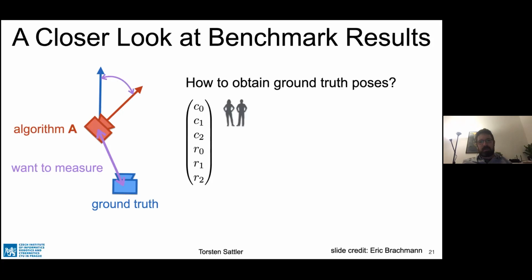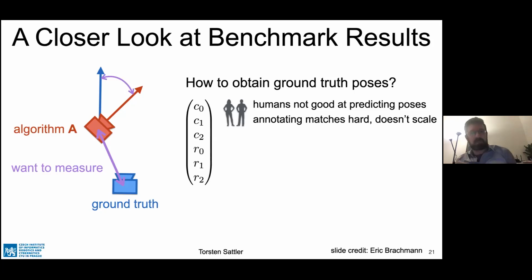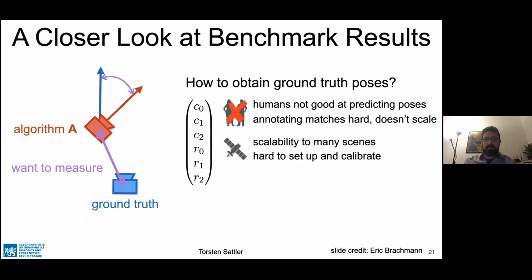One option would be to ask humans to label this, but humans are not really good at predicting this type of abstract representation. They could annotate correspondences between images, and then you could try to compute the poses using some algorithm, but even that is not easy and doesn't really scale. You could use sensors. For example, you could use a Vicon system indoors, but this also doesn't scale well if you want to capture many scenes, because it can be hard to set up and calibrate.